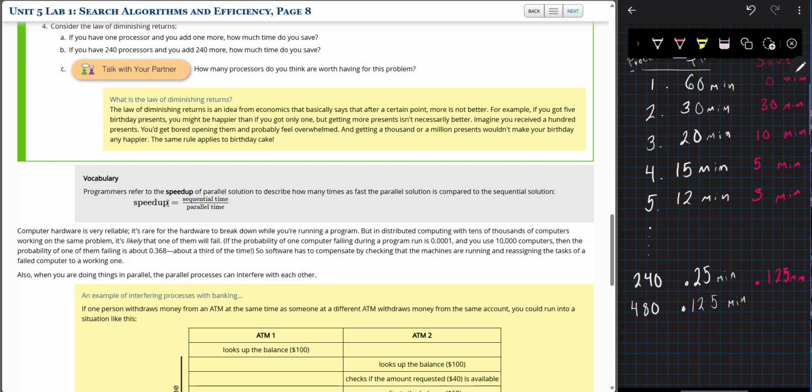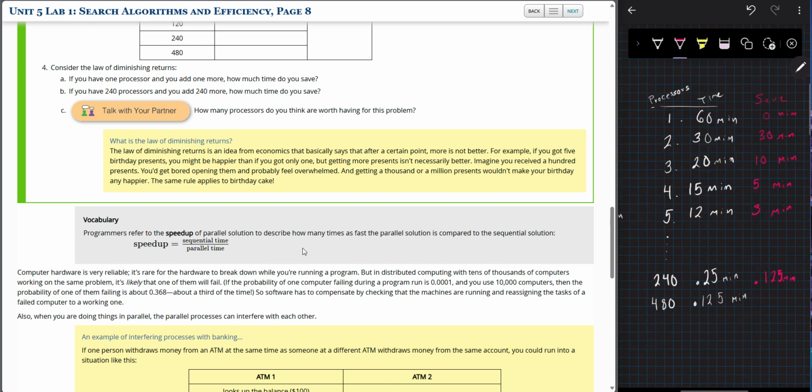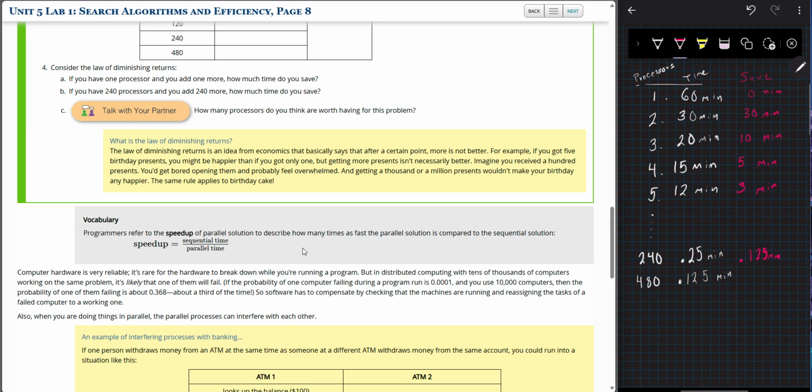For speed up, programmers refer to speed up of a parallel solution to describe how many times as fast the parallel solution is compared to the sequential solution. So the speed up would just be the sequential time divided by parallel time. So for example, for sequential, this process takes us 60 minutes.